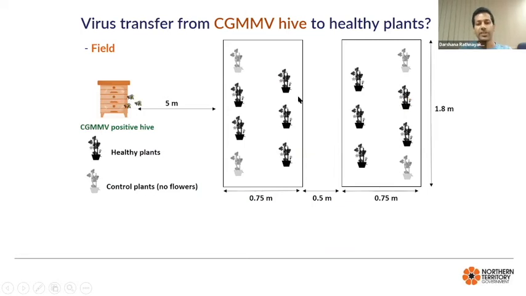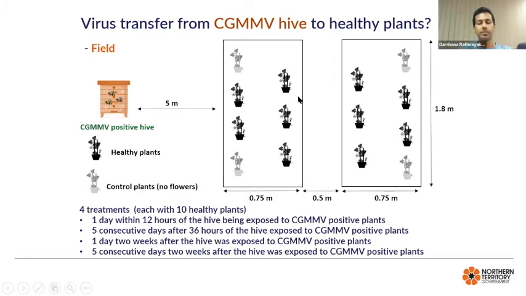In this particular field trial, we had 4 different plant treatments. In the first plant treatment, we had healthy watermelon plants and the control plant exposed for only 1 day, within 12 hours of the hive being exposed to CGMMV positive plants. In the second treatment, we had another set of plants that we exposed for 5 consecutive days, after 36 hours of the hive being exposed to CGMMV positive plants.